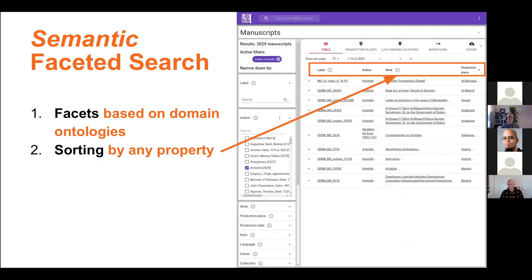And then of course, if we have a domain ontology for each facet, then the sorting of results by any property we have on the data is quite trivial to implement.